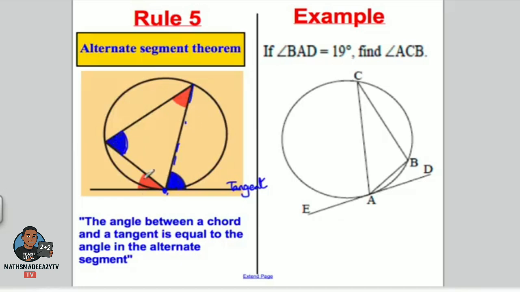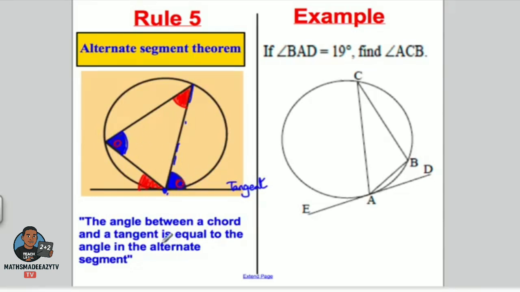You can see the angle here. And similarly, from the other side, the tangent meeting the chord, this side, must be equal to this opposite angle. So we have it given here. And mathematically, the angle between a chord and a tangent is equal to the angle in the alternate segment.